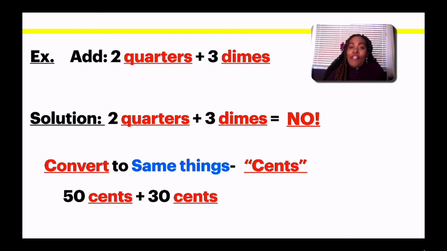Quarters and dimes are cents. So if you convert them, now you have 2 quarters, which equals 50 cents, and then 3 dimes, which is equal to 30 cents. And if you add cents and cents, you get more cents, okay? But how much more? If it's 50 plus 30 all together, that is 80 cents. So you're going to add cents and get cents.